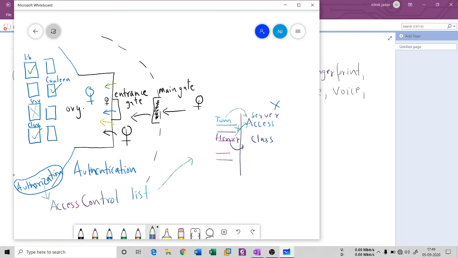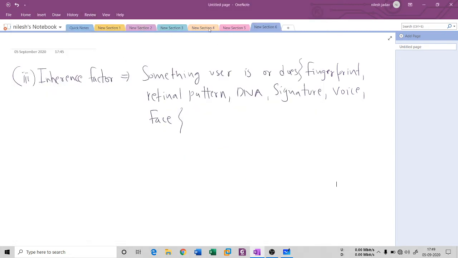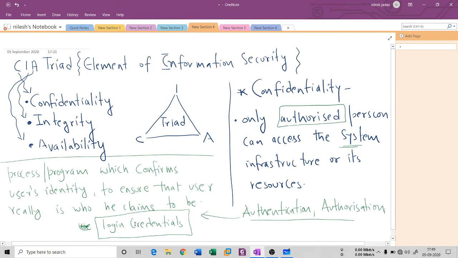So this is the basic difference between authentication and authorization that you need to think about when you are dealing with confidentiality. In section 4 we saw that confidentiality deals with authentication and authorization. So here only an authorized and authenticated person can access the infrastructure, the system, or the digital resources in the system. Otherwise, they cannot access. I think you get the point here, right?